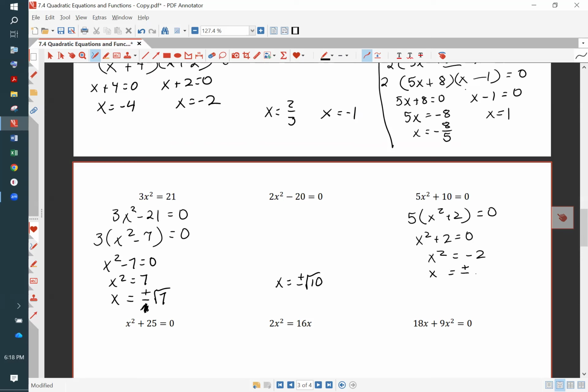Does anybody see a problem there? The i. Yes. There's where we've got to go. x equals plus or minus square root of minus 1 times square root of 2. Plus or minus i square root of 2. So let's see if y'all can do that on this one.